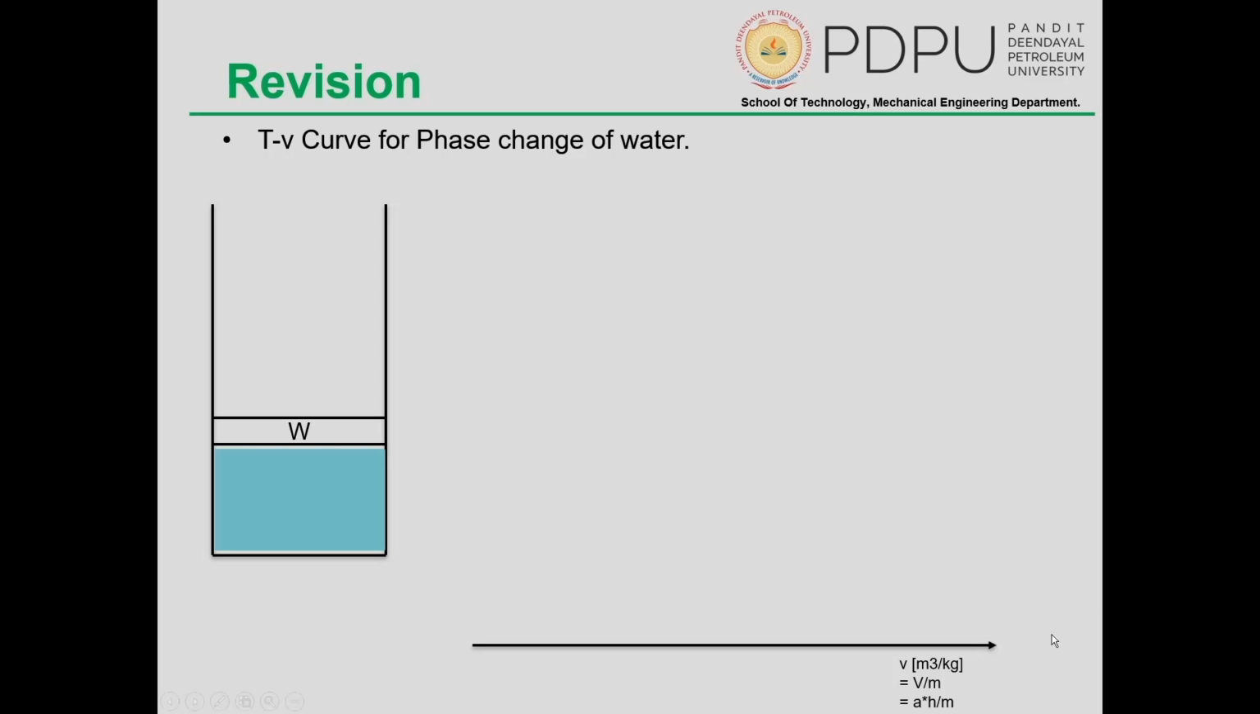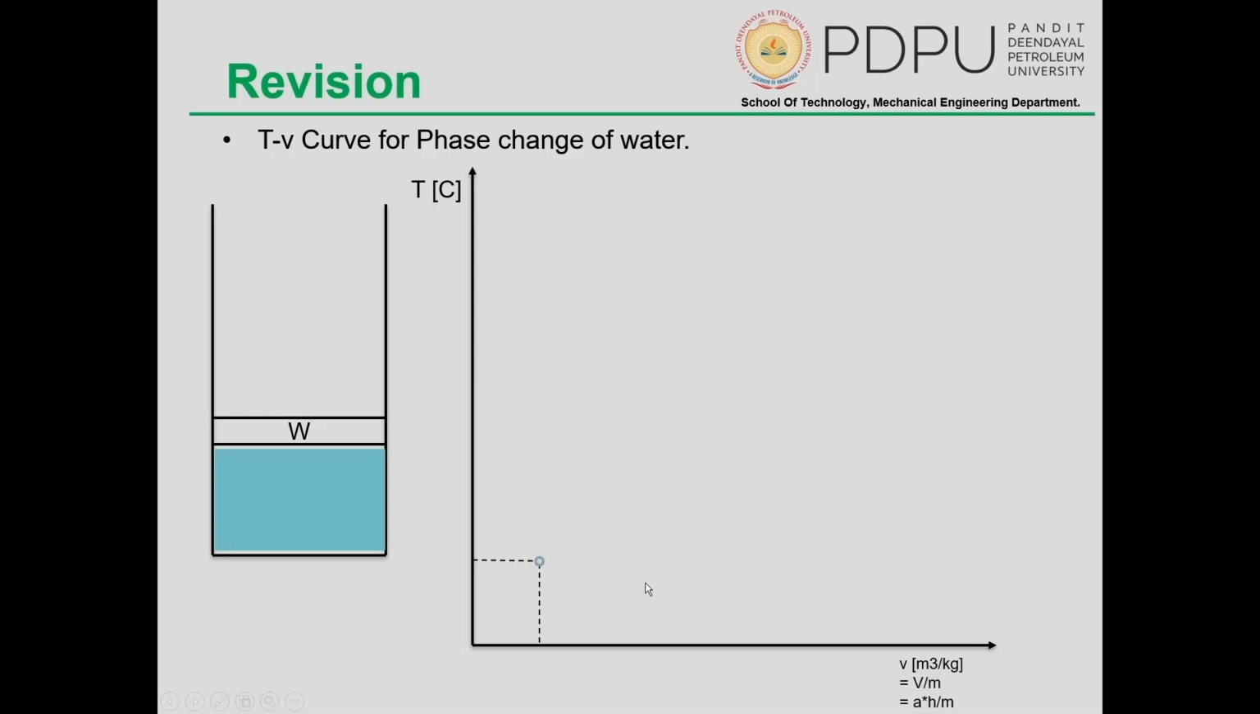Now what is the specific volume? The specific volume is nothing but volume divided by mass, and therefore the unit is meter cube per kg. And for our case it is nothing but area into height, where height would be the water column height, divided by the mass. On the x-axis we have specific volume, and therefore on the y-axis we have temperature.